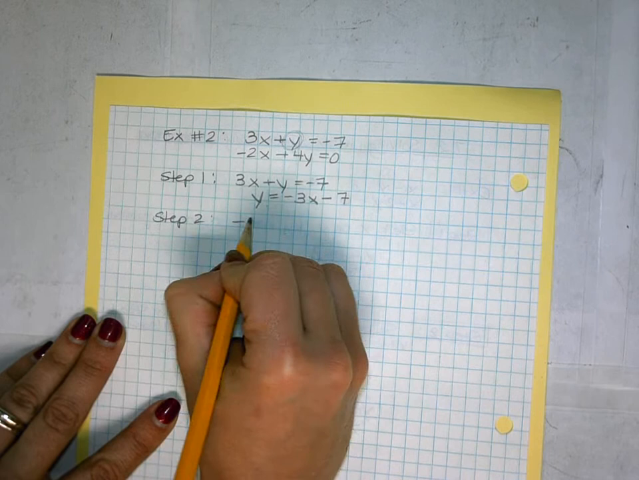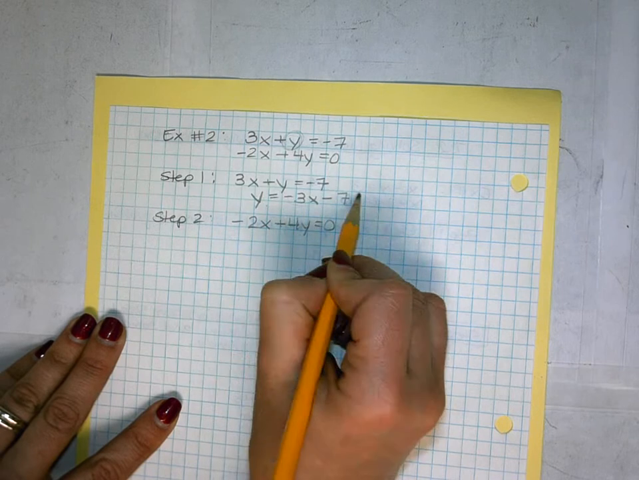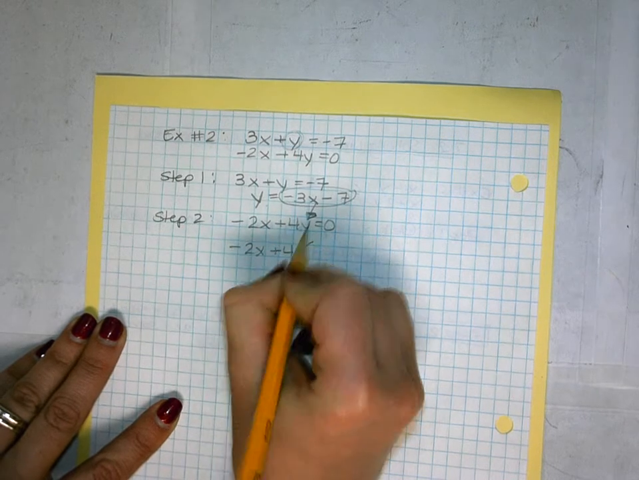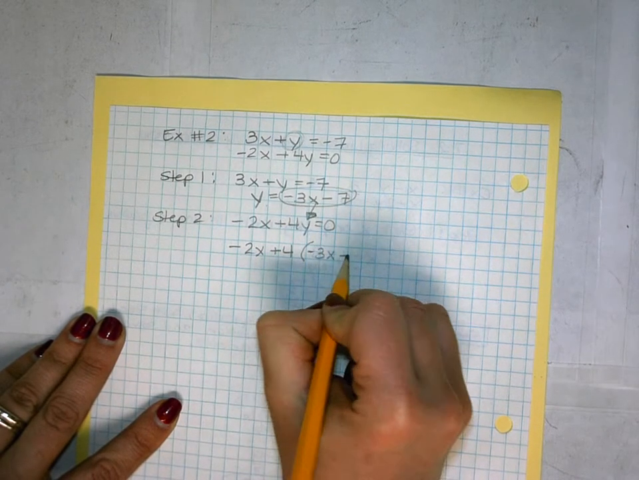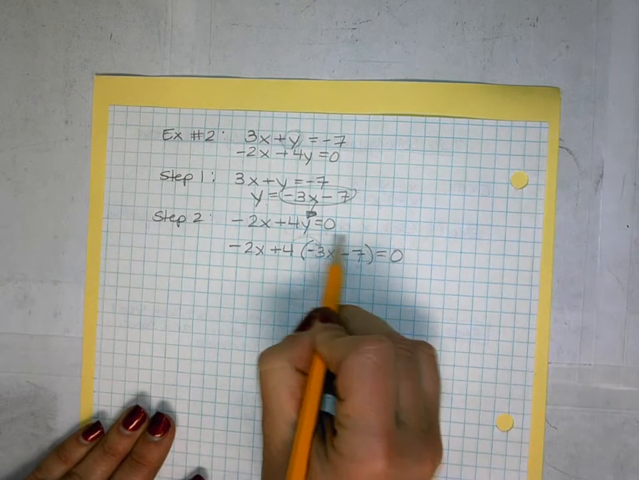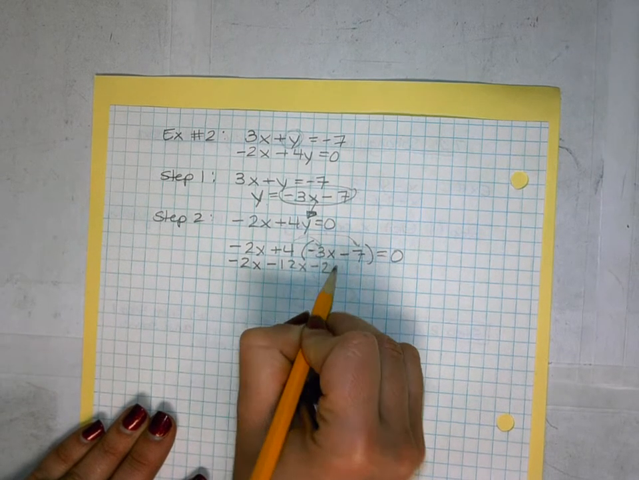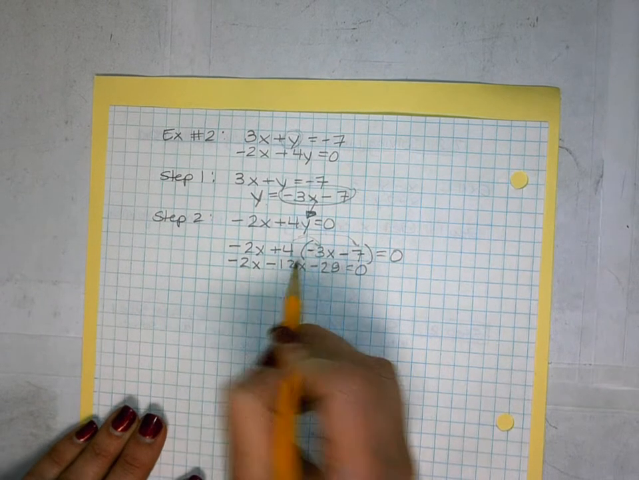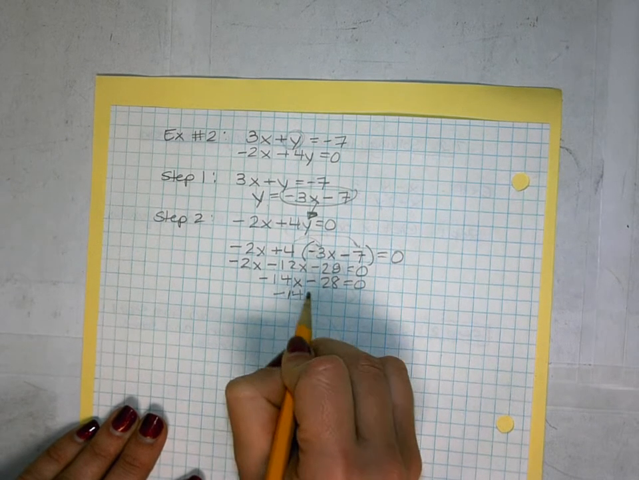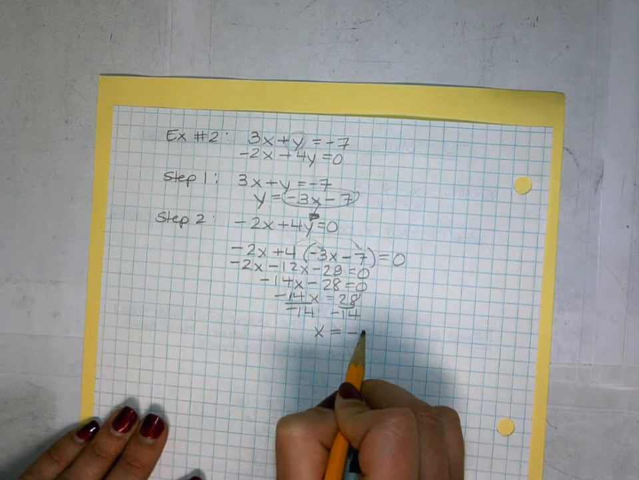Step 2 is I take the second equation and wherever I see a y, because y equals all that stuff, I put all of it into here. So I'm going to have negative 2x plus 4 times, that's 4 times y, whatever y is, all of that, negative 3x minus 7. I need to distribute that 4. I now only have x's, so I could solve for x here. I have negative 2x minus 12x is negative 14x, minus 28 equals 0, add 28 to both sides, and I divide by negative 14, and I get that x equals negative 2.